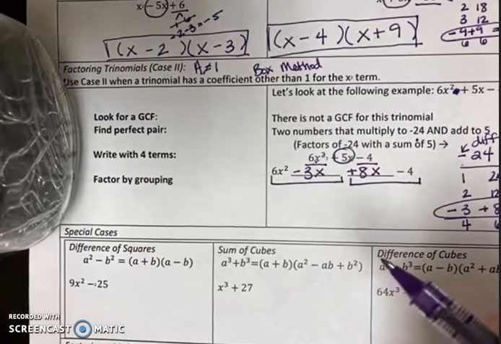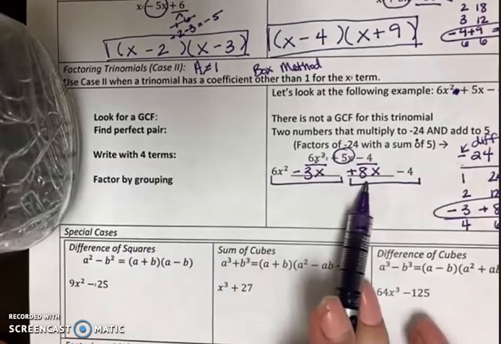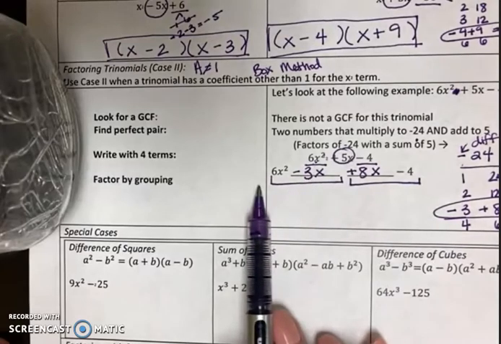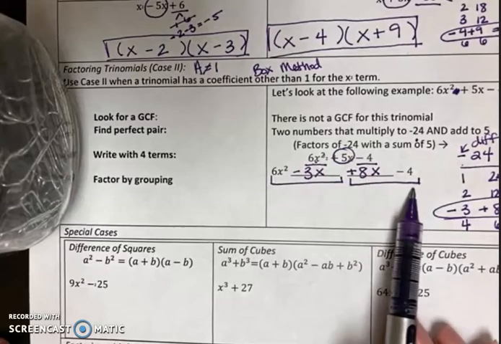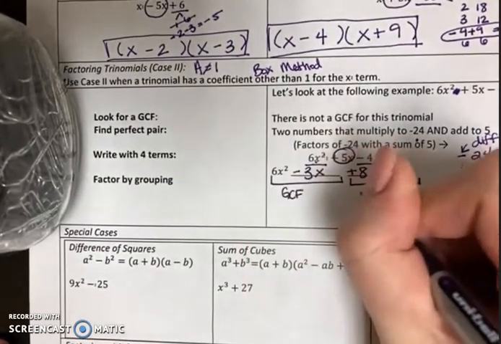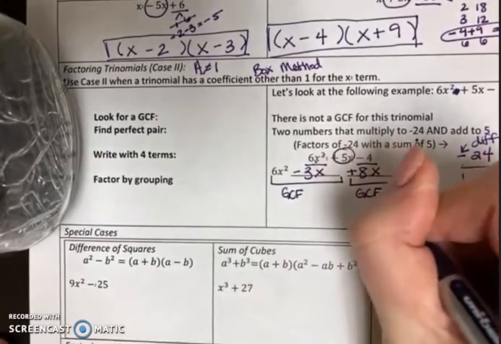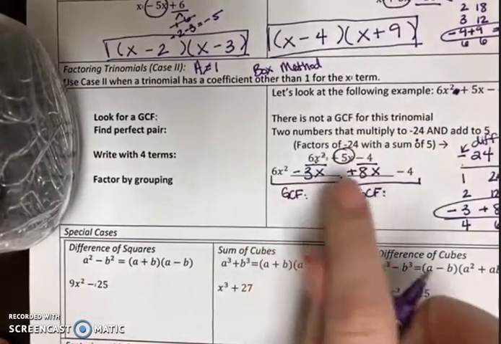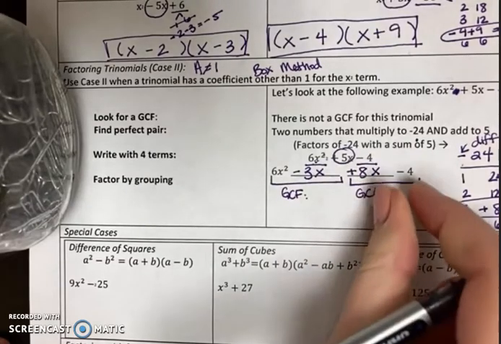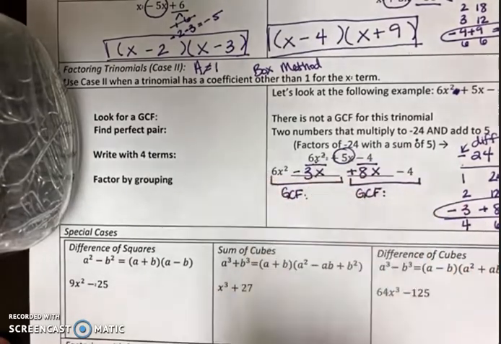I do want to mention, when I wrote these 4 terms, I purposely put the negative 3 here with the 6 because I know I can pull something out. And I put the 8x with the negative 4 because I knew that I could pull something out. If you were to have had the 8x here and the negative 3x here, you wouldn't be able to pull out a GCF. So that's your indicator that you would have had to switch the two.